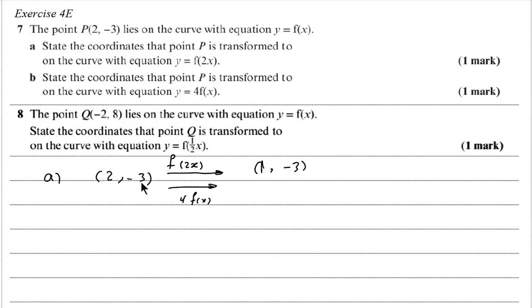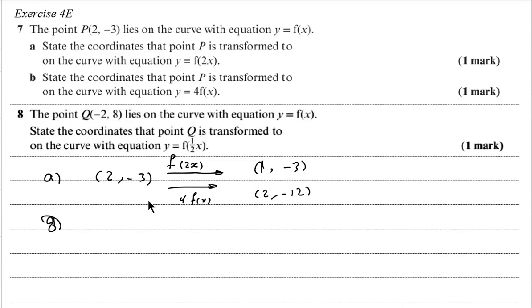If we have the transformation for f of x, we multiply the y coordinate by 4 to be 2 and minus 12. It's so easy. To solve question 8 here, the question said the point Q, negative 2 and 8 lies on the curve with equation y equals f of x. State the coordinates.